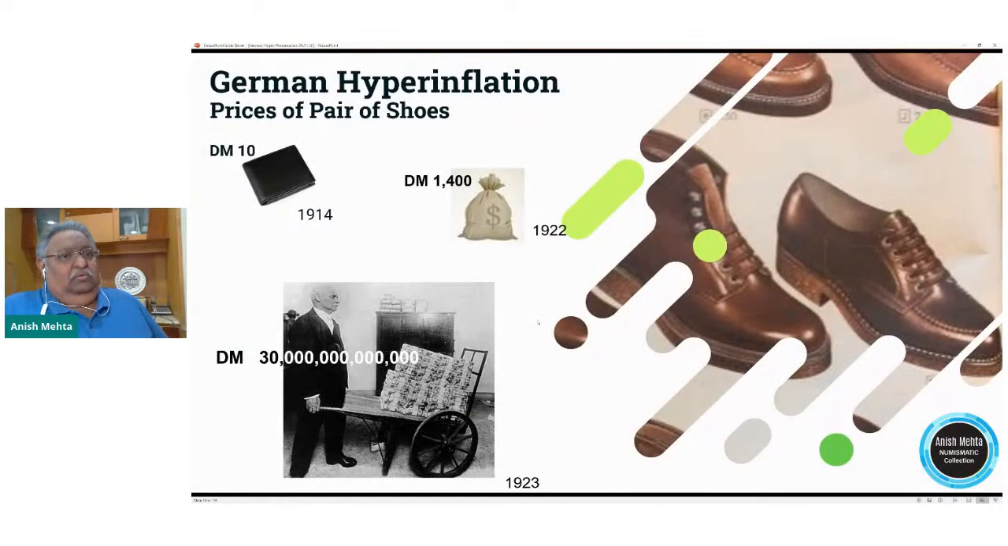Giving an example now about the hyperinflation situation in Germany. When you went to buy a pair of shoes in, say, 1914, it used to be an average cost of 10 Deutschmark. In 1922, it reached a level of 1400 Deutschmark. But later part of 1923, it became 30 trillion Deutschmark for a pair of shoes.